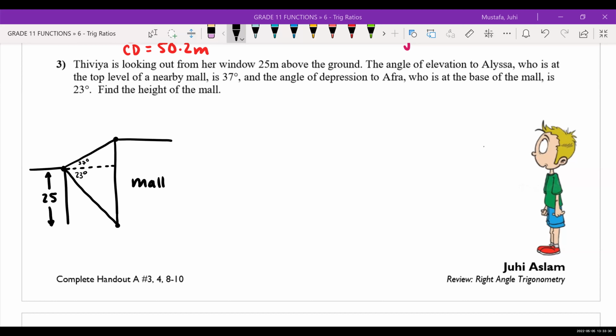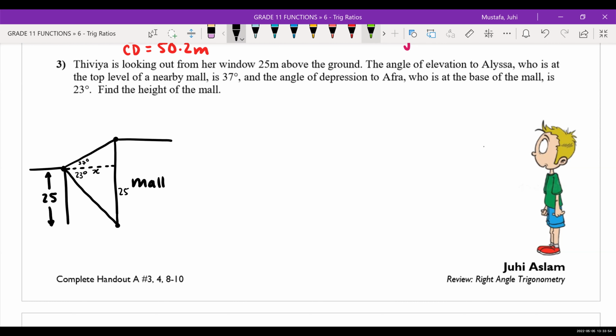So how are we going to do this? Well, we have two triangles. What I'm going to do first is I'm going to try and figure out this length over here. And I can do that because if this is 25 meters, that means this is 25 meters as well. So let's put in some additional pieces of information. This is going to be 25 right over here. And I'm going to call this side length X.